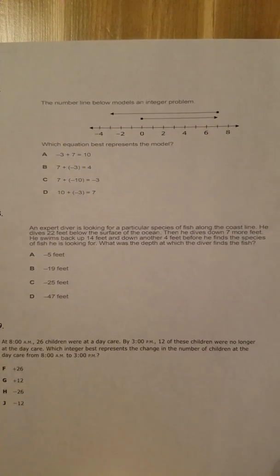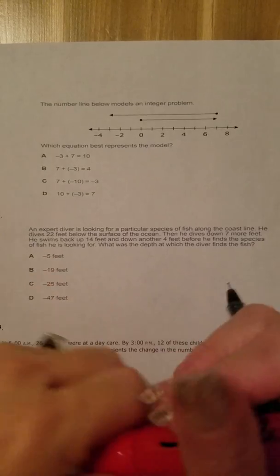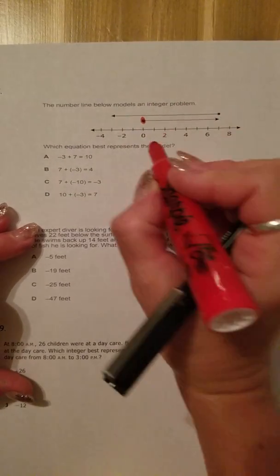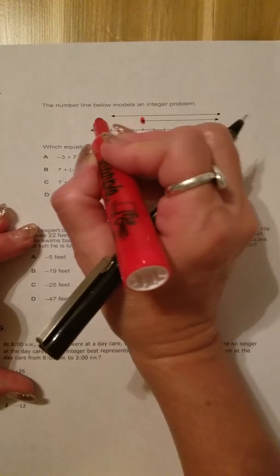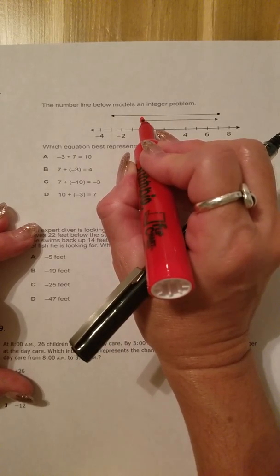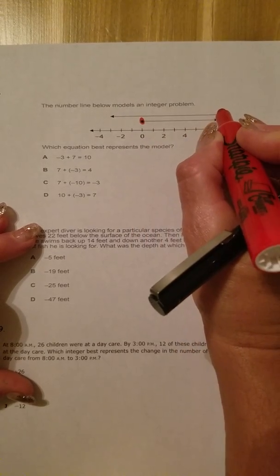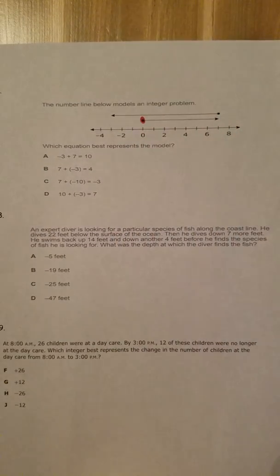It says the number line below models an integer problem. Okay, so whenever we have these number line models, we always start at 0 for our very first shift. Okay, remember these are called shifts. This is shift 1 and shift 2. Whatever one is on the bottom is your first shift. So that's your first action. You took this action, then you took this action. And your first action, again, always starts at 0.